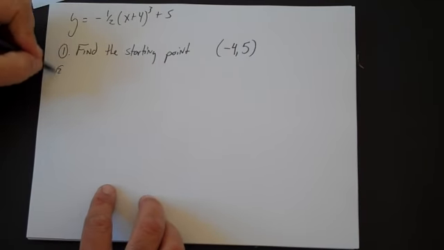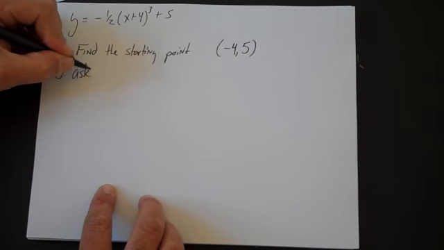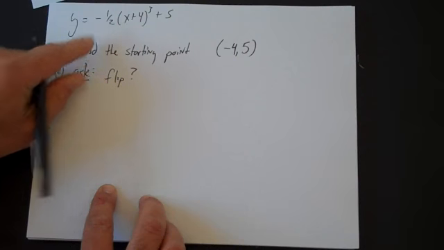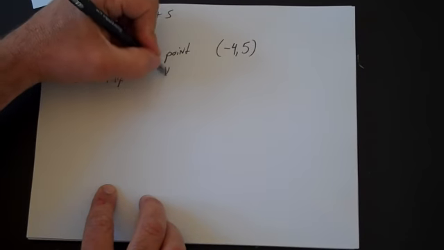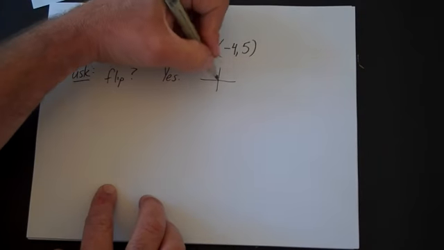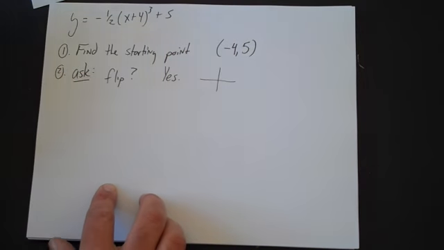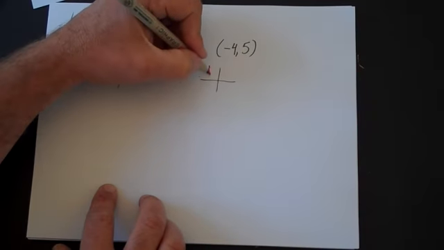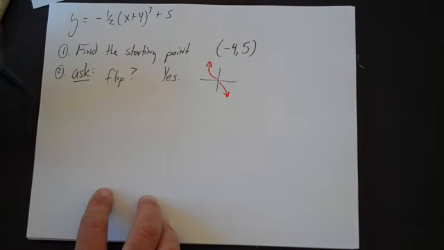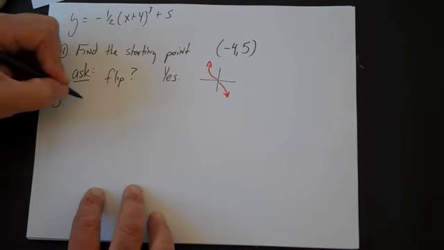The second thing is we ask ourselves, does this flip? Since it's a -1/2, it does. Sometimes I just think about what that means it's going to look like. Rather than looking like x cubed, it's actually going to look like that. We'll see that when we do the table of values. And the third step is you're going to do a table.